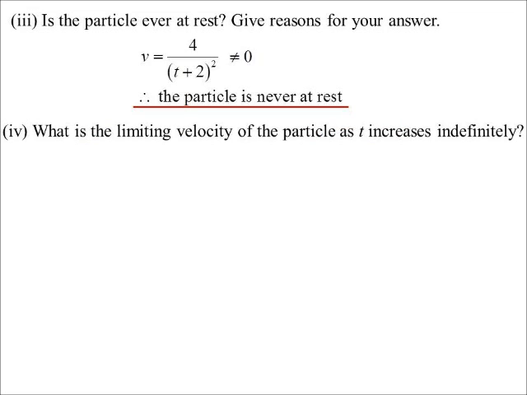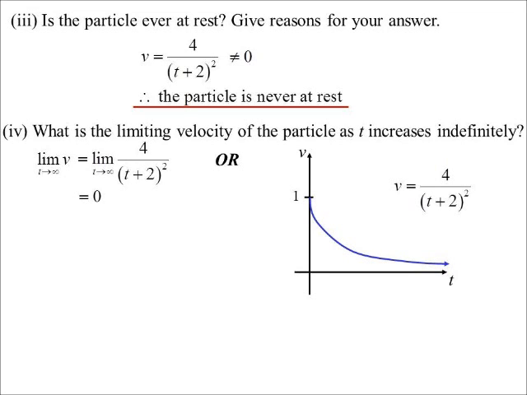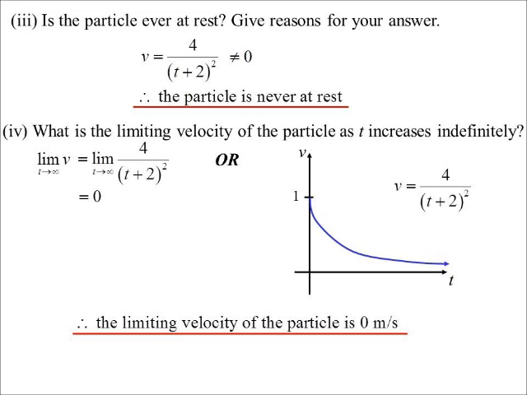So what is the limiting velocity? Remember we talked about that the other day? If time we could keep going to infinity, where would this end up? So I want the limit as t approaches infinity of velocity. So 4 on (t plus 2) squared, that is 0. Or of course, I could just look at the graph. Velocity was 4 on (t plus 2) squared. If I was to draw that graph, and I've just started the graph at t equals 0, it would go down asymptotic to, in this case, the t-axis. So 0.